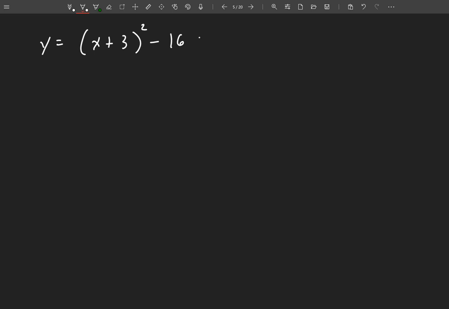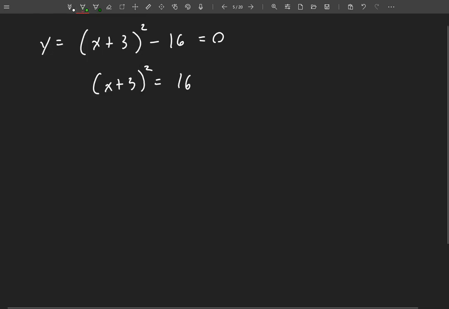All right, here we go. Set it equal to 0. We're going to move the 16 to the other side. So (x + 3)² = 16. I'm going to take the square root of both sides.